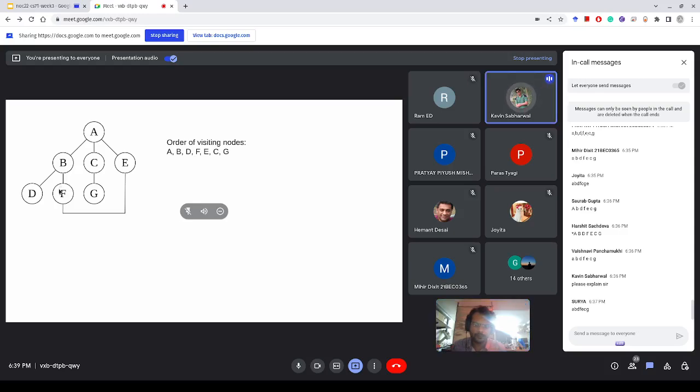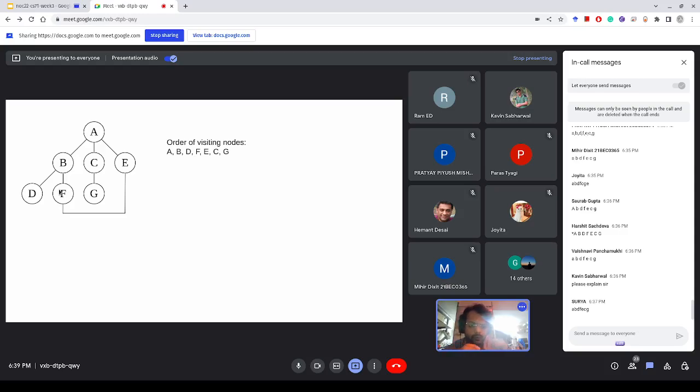So my question is, okay, A, B, D, then F, right? And then should it be C and G? Like, why is it A, B, D, F, and then E? That's what I want to understand. Because you are prioritizing depth before left or right.